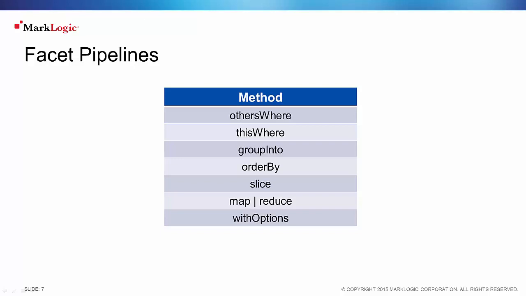The results can be sorted using the order by method. If you only want a portion of the results, you can use the slice method to set the criteria. The map or reduce methods can be used to apply transformations to the result. Please note that you can only use one or the other, map or reduce. You cannot use them both in the same call. Advanced options can be specified using the with options method. Let's look at how a few of these are implemented with regards to facets.